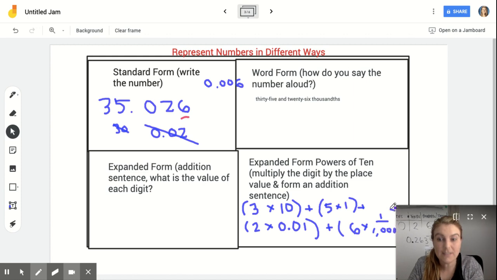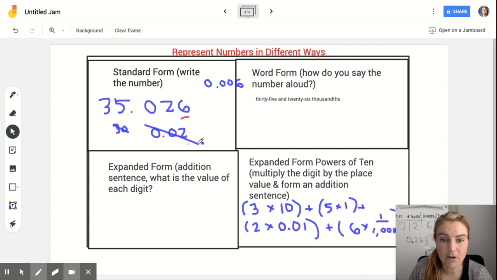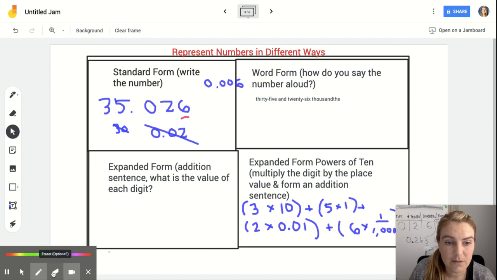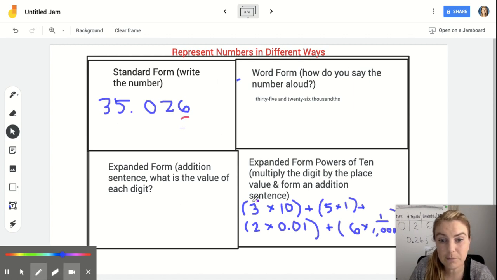Again, this takes some practice, but hopefully you're seeing this is going to be a good thing for you to have in your notebook so you can always refer back to it. So I hope it's nice and neat, and I hope you're following along really closely with me. As I look back on it, I saw that I took each of the digits, and that was the number I started off my multiplication sentences with. And then I basically multiplied each digit by the place value that it was in. And I added them all together. So that's expanded form powers of 10.